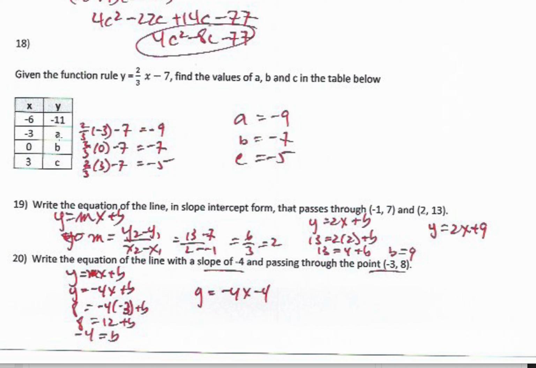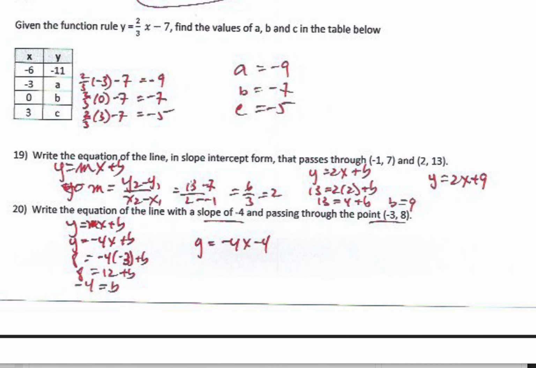Just fill in the values here for A, B, and C, which means you basically substitute in a -3 for x, a 0 for x, and a 3 for x. You just do it on a calculator. Just put in alpha y equals and then 2/3, and then multiply that by the -3 for A here, and then -7 will tell you -9. Or you could just do 2 times -3 divided by 3, and then -7. It'll also tell you -9. Both ways work. Do the same for 0 and 3, and A works out to be -9, B works out to be -7, and C works out to be -5.